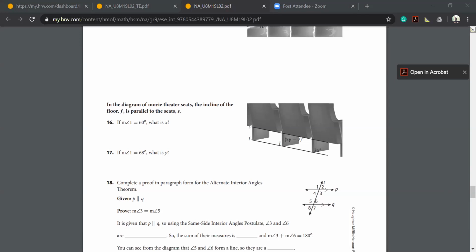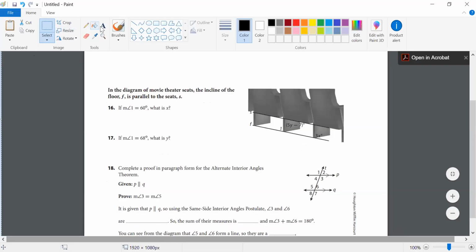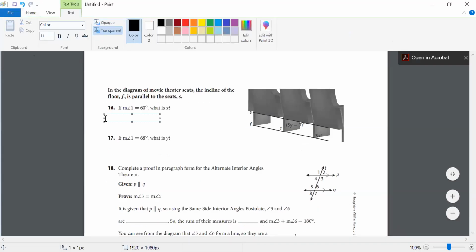Okay, yes, let's solve in here. So we can say that angle A, I'm going to name this small one in here, angle A, is equal to angle 1, equal to 60 degrees. Why? Because they are corresponding angles.